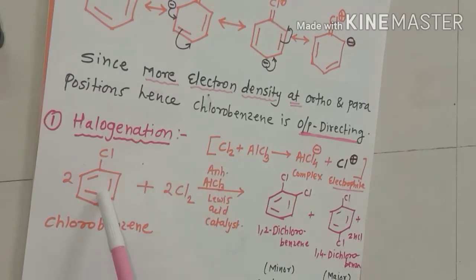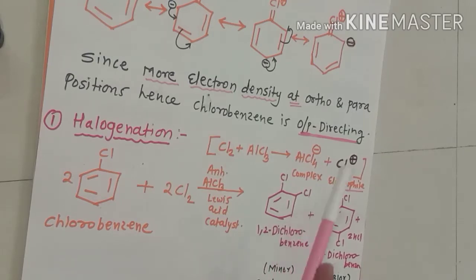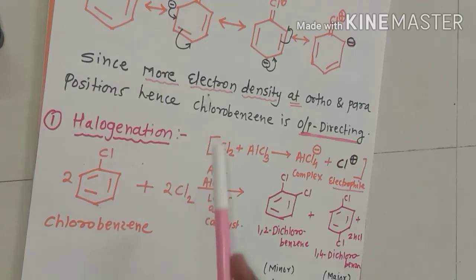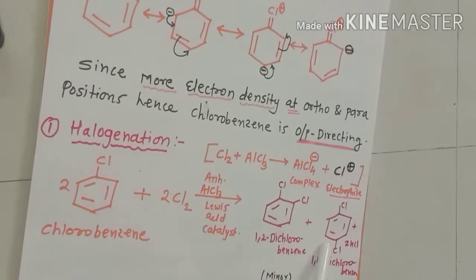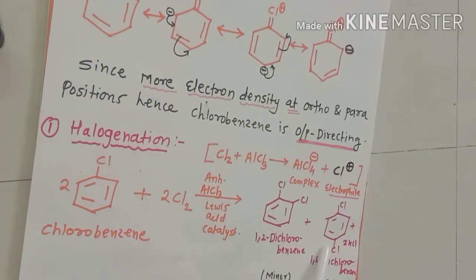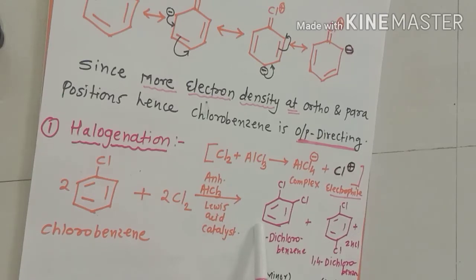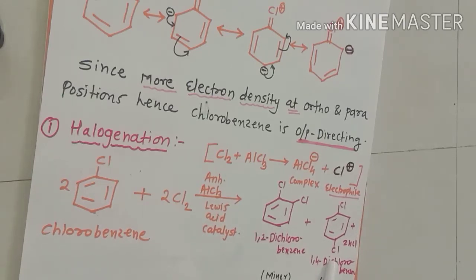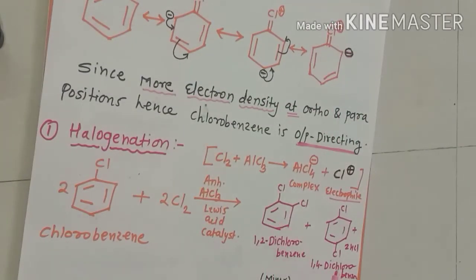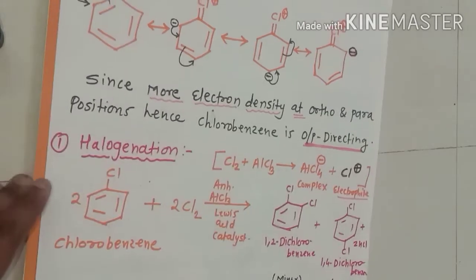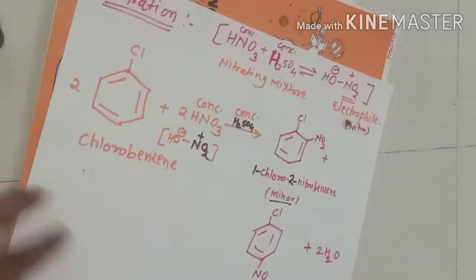When chlorobenzene is treated with this chlorine molecule, the chloronium ion attacks the ortho position to give 1,2-dichlorobenzene, and in the second product it attacks the para position, because the para position is also electron rich, as we see in the resonance effect. We get 1,4-dichlorobenzene. The common names are ortho dichlorobenzene and para dichlorobenzene. The IUPAC names are 1,2-dichlorobenzene and 1,4-dichlorobenzene.